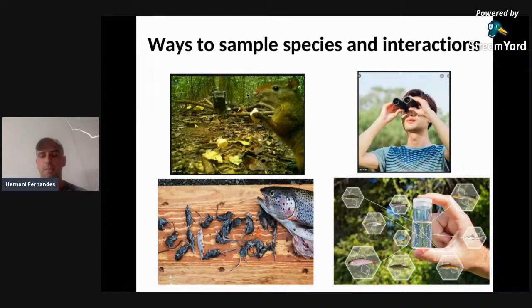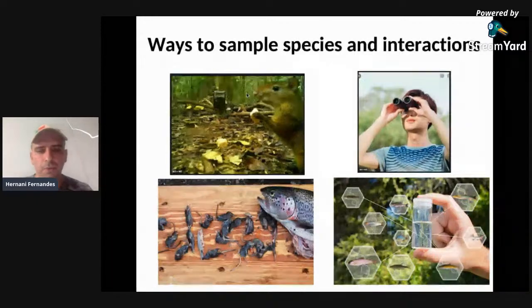But you can also use molecular data or molecular methods to sample the DNA of these animals, to describe these species and describe these interactions. So you are able to catch a lot of variation and interactions and links that you would never be able to find with any of these other types of methods.